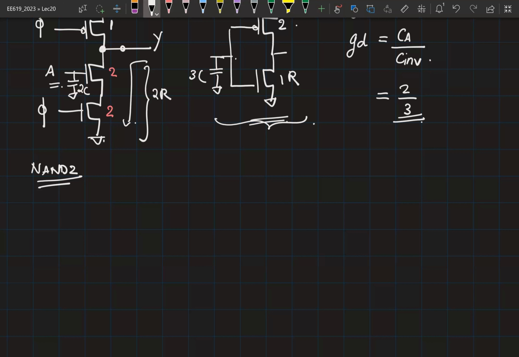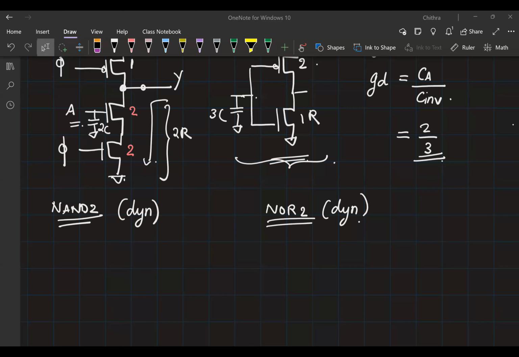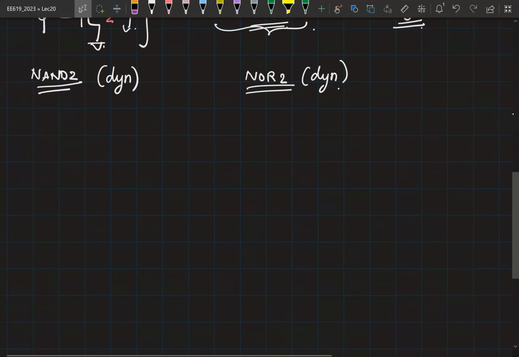So do this for NAND 2 as well as NOR 2, both dynamic implementations. It is 1 for the NAND gate. So the gate will be like this.